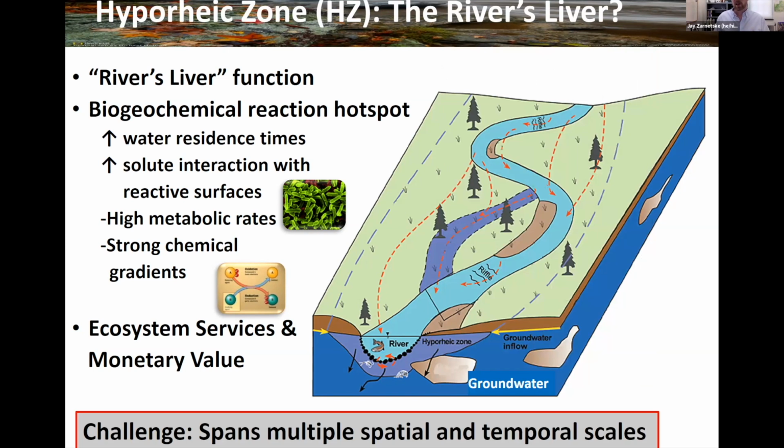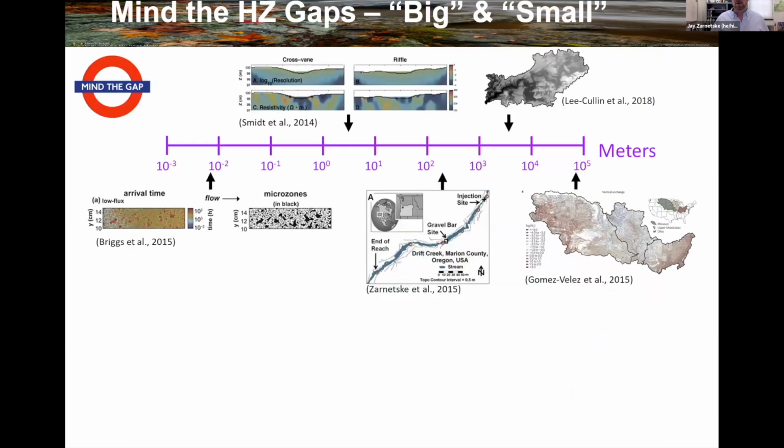The challenge is it spans many scales. And as somebody who's been working on this for almost 20 years, I've worked at now almost all of those scales. So it can go from basically the pore scale all the way up to the subcontinental scale in terms of the research. And we've been working across that range, which makes one's head kind of explode when trying to grasp it. But I just want to walk you through a couple of the major gaps that are known.